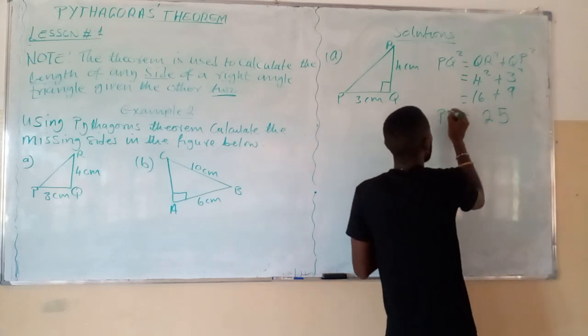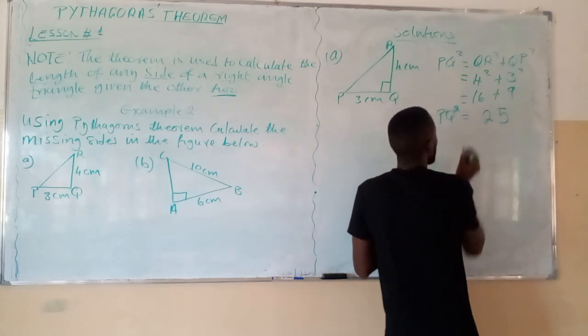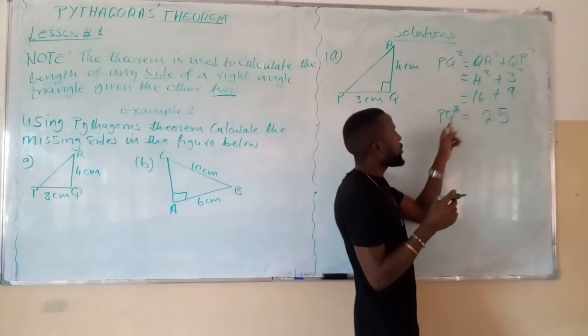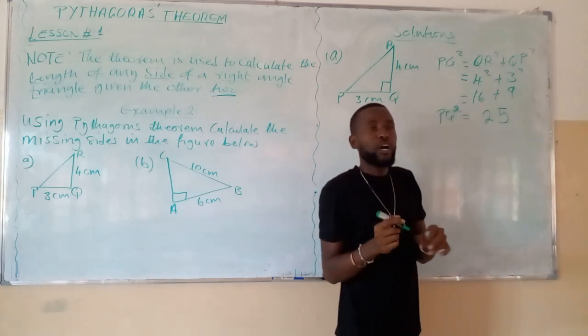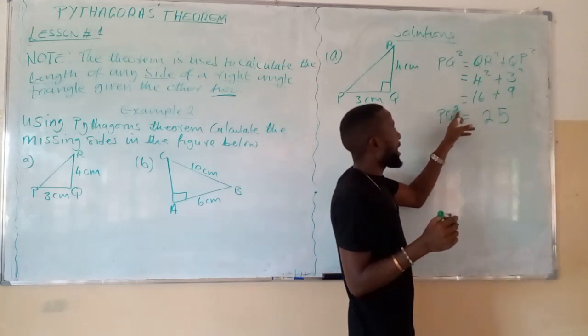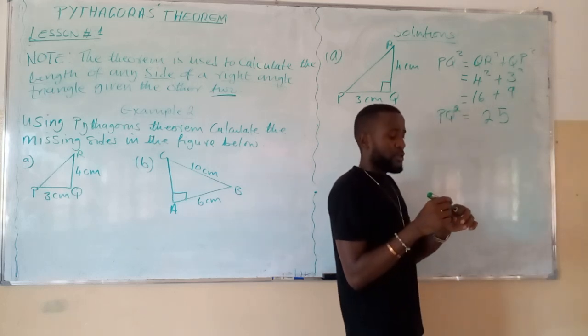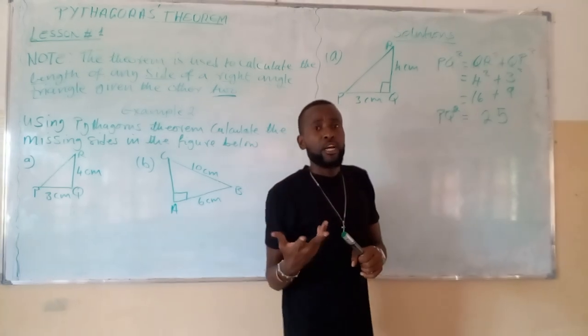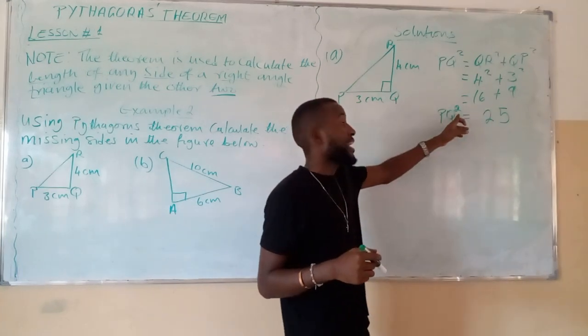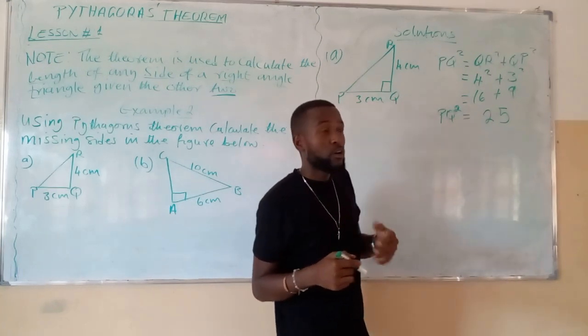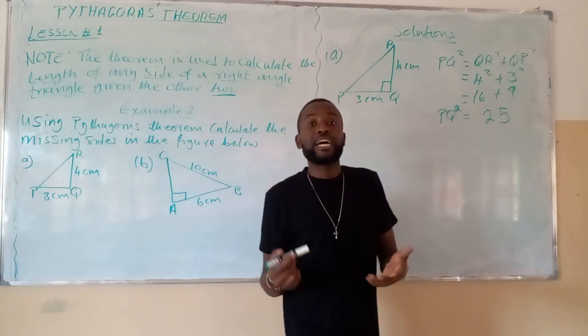So we know that we have PQ squared. Now we need to find PQ, not PQ squared. We need to find PQ. So we need to get rid of this square. How do we get rid of the square? Remember, we did look at index notation. So in index notation, we know what square means. Square means 1 over 2. So it means that we need to introduce the square root.